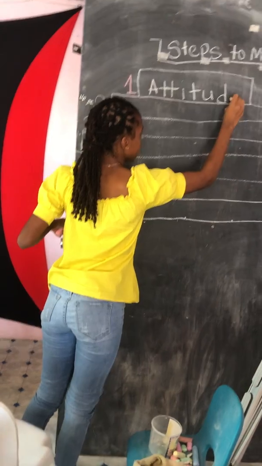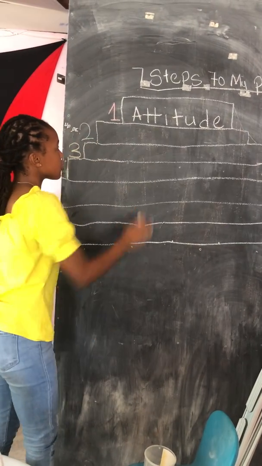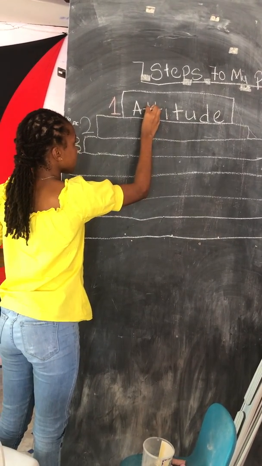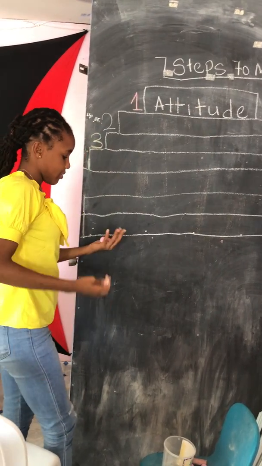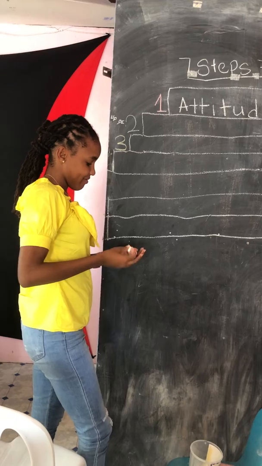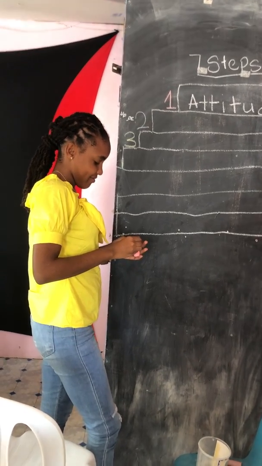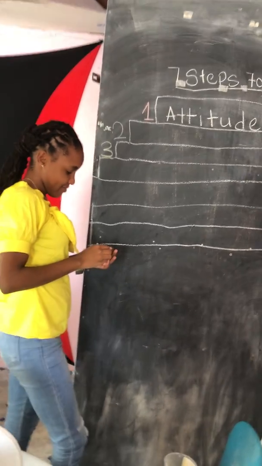So the first step to my progress is attitude. That's my first step. Why have you chosen attitude? You said attitude and mindset. You had put the 2 together. So tell me a bit about that.